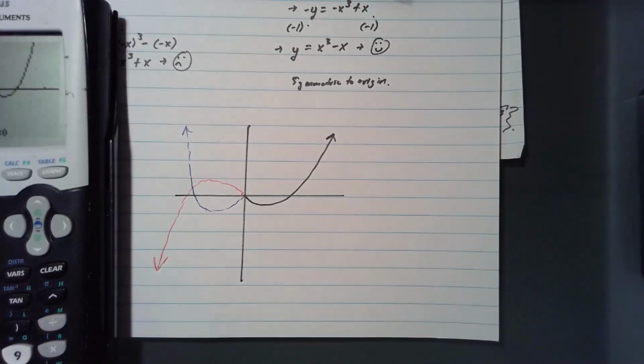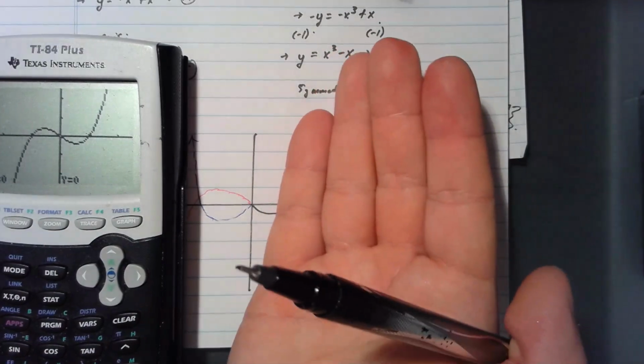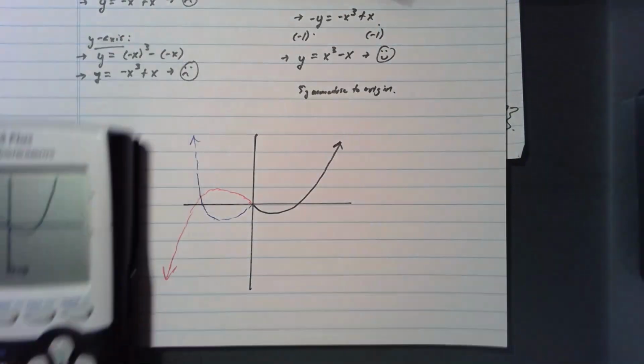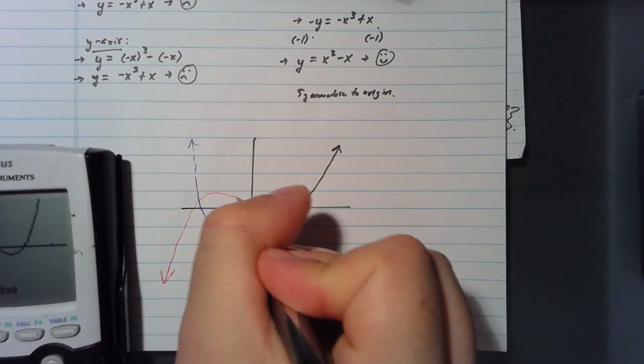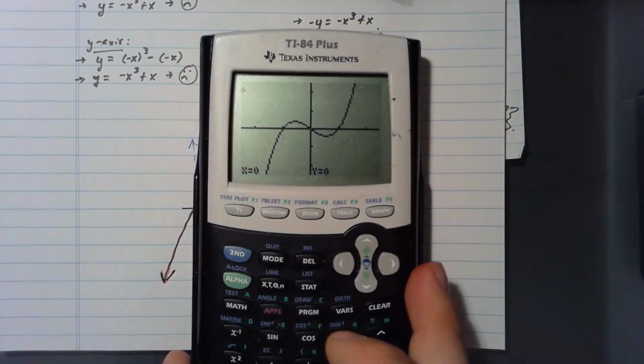So that's what it means by symmetry to the origin. You just do both of them. Flip it against the y-axis, then flip it against the x-axis. And that is my graph. And that's why you could see it's symmetric.